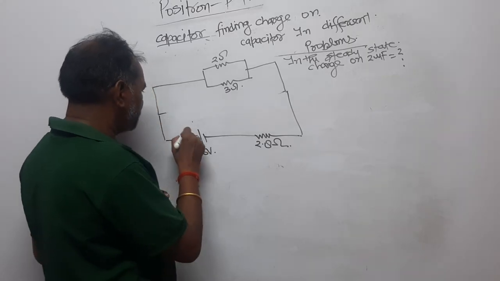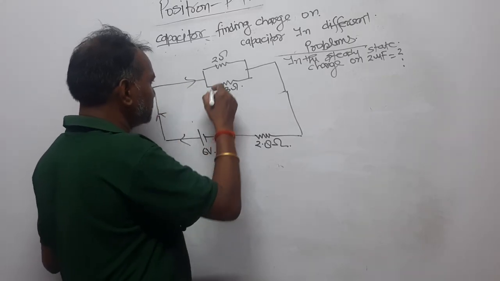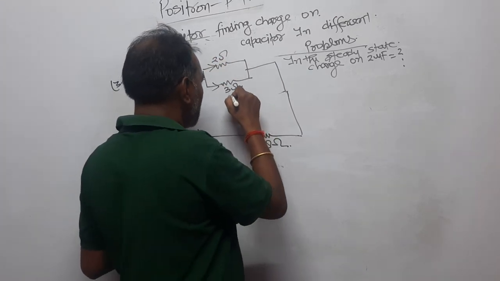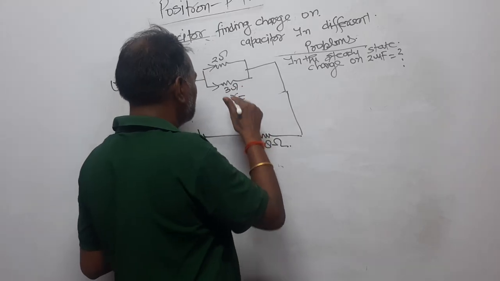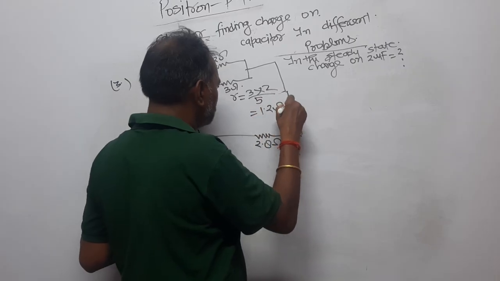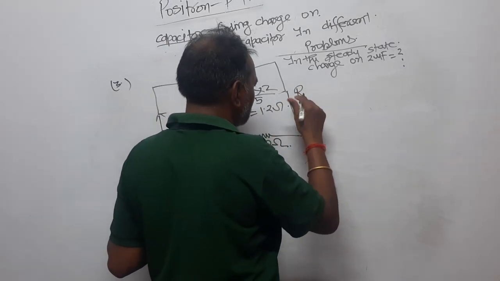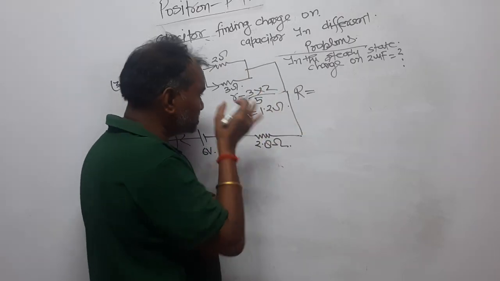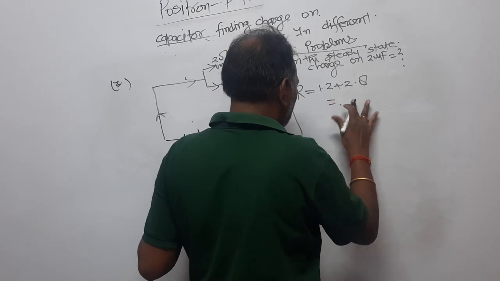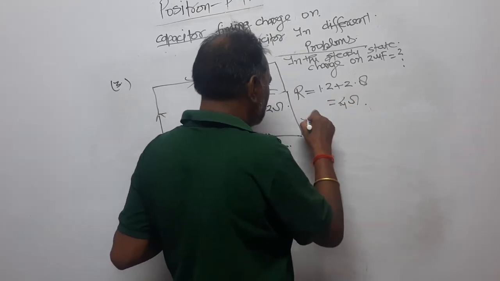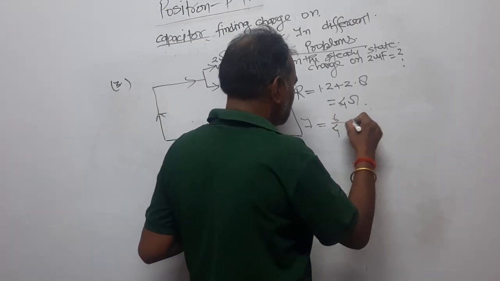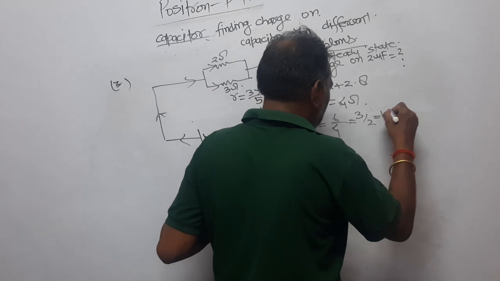Now dear students, if current comes in this way, it will be divided into these two. So the equivalent resistance, small r, I am writing 3 into 2 upon 3 plus 2, 6 upon 5, means 1.2 ohm. So the equivalent resistance of the circuit, capital R, this and this are in series. So it is 1.2 plus 2.8, this is 4 ohm. Now current in the circuit I is equal to V upon R, that is 6 by 4, that is 3 by 2, that is 1.5 ampere.